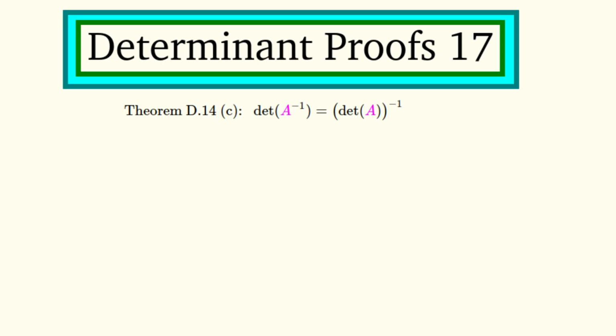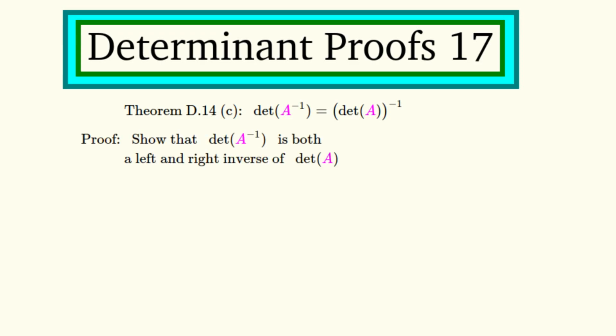Now to prove this part of the theorem, which involves finding the inverse of the determinant, or raising it to the power of minus 1. To prove that a number or matrix is an inverse is a bit different to other proofs. In this case, we have to multiply it both on the right and the left to show that it's an inverse. You should only need to multiply it on one side because the determinant is a scalar, but there might be matrices that have entries that aren't commutative.